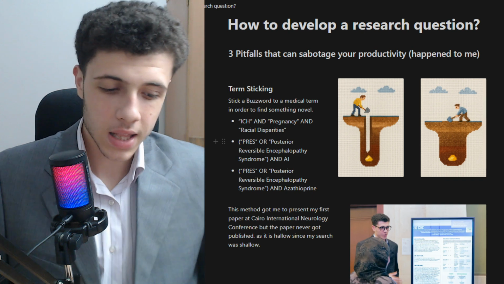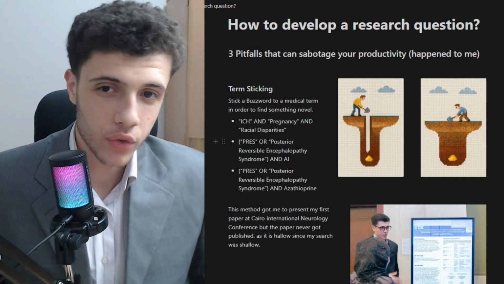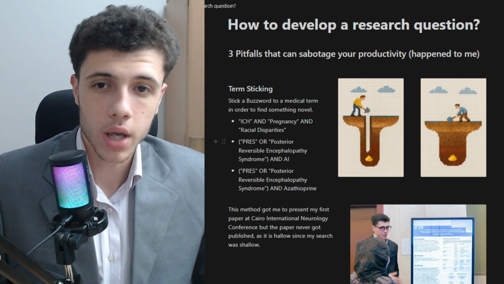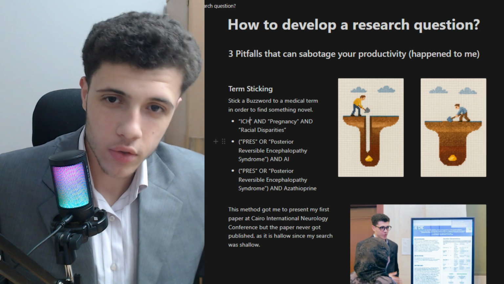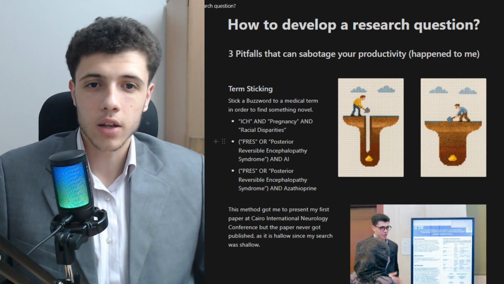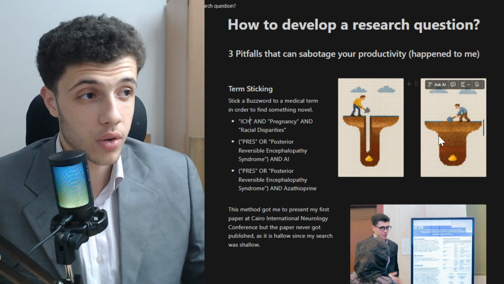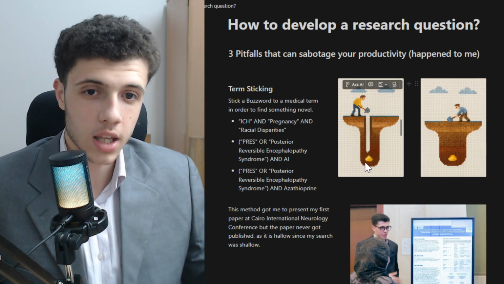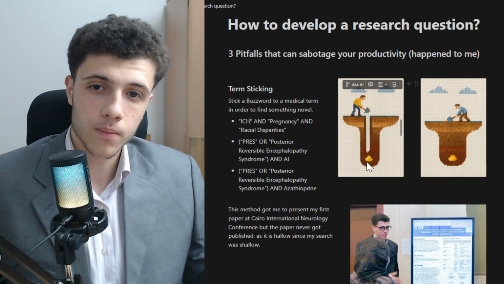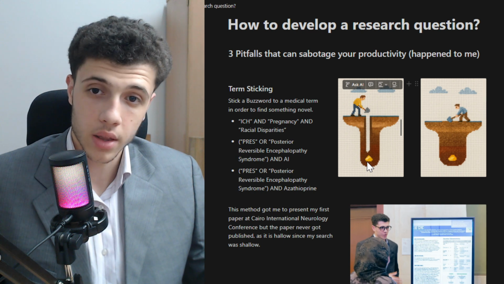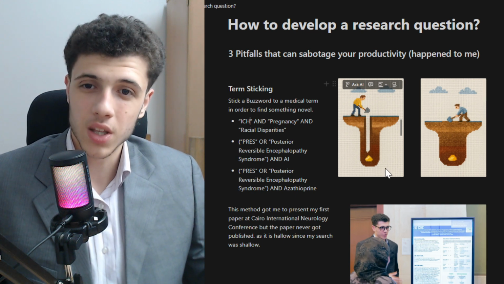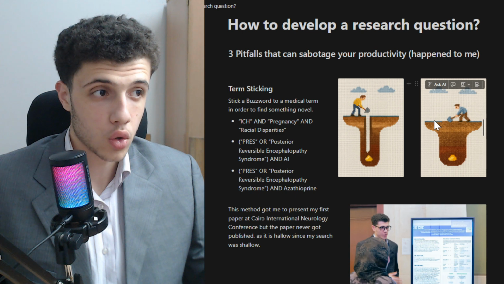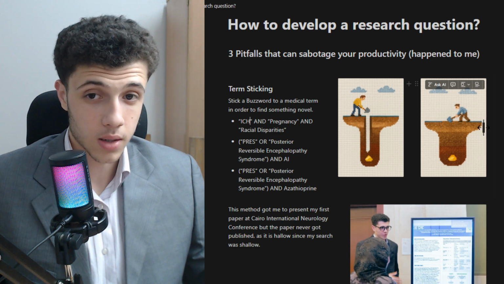So what I do with that, I get this medical term and then I stick all of these buzzwords next to it. So intracranial hemorrhage and AI and neuroimaging and too many ands that ends up making my research just shallow. I'm not digging in one concept and getting to the core of it. I'm not extracting anything. I'm just trying to be novel. So what ends up happening is my research gets too broad and I find nothing.